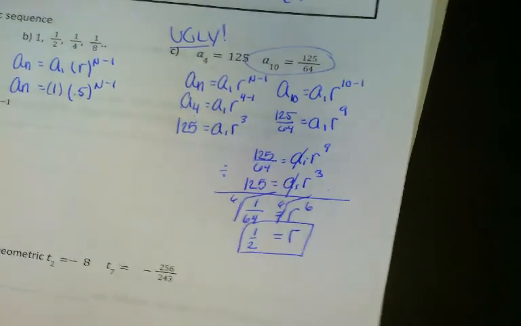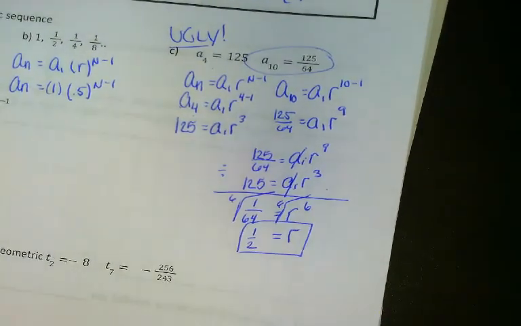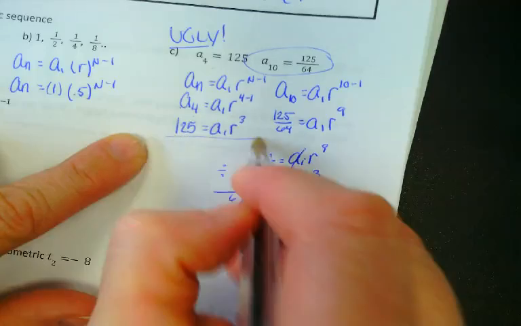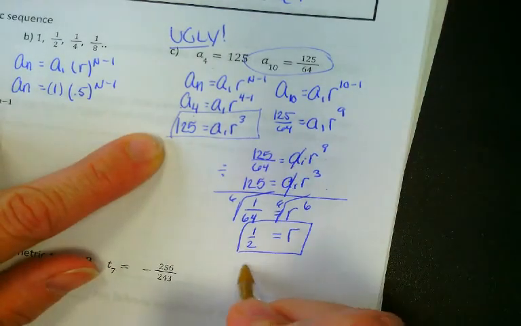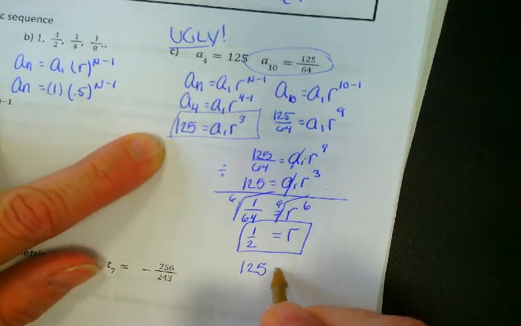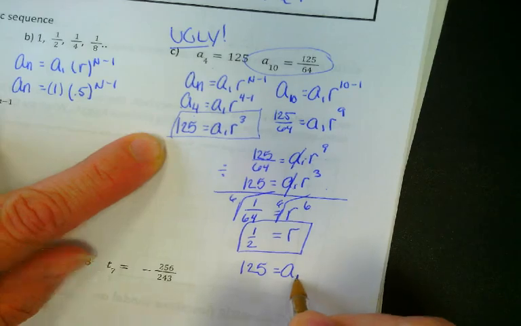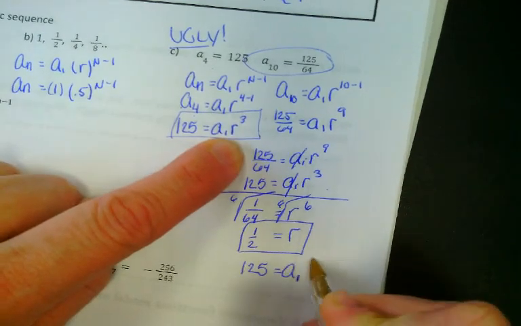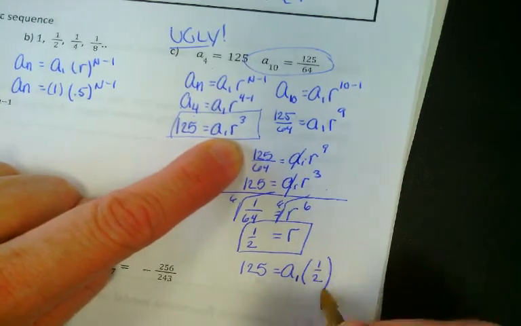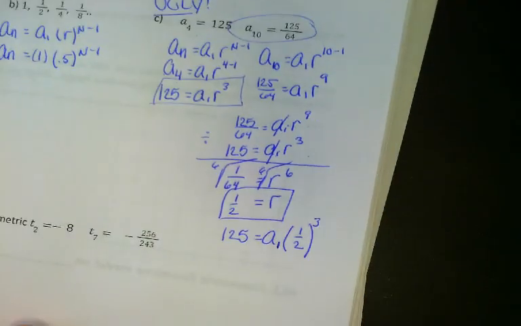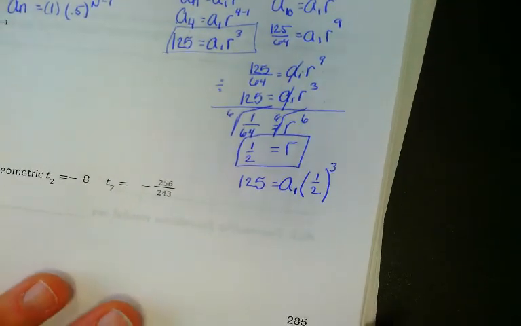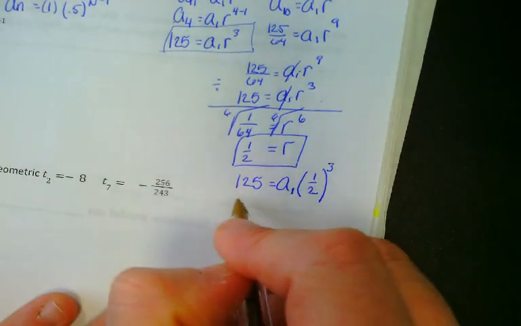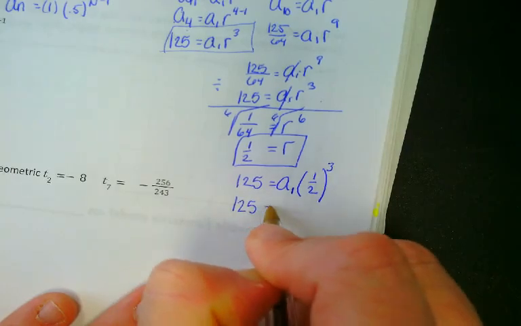So remember, I have to get r and a sub 1. So now I'm going to go get a sub 1. I can pick any equation with a sub 1 in it, right? I'm just going to pick this one because it's handy. And I'm going to jot it down. 125 equals a sub 1. And what can I put in place of r? 1/2 to the third. All right, so let's figure out what 1/2 to the third turns into.